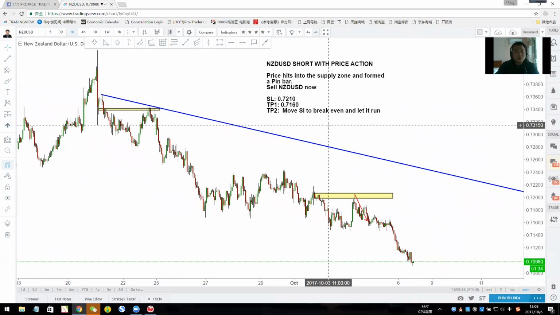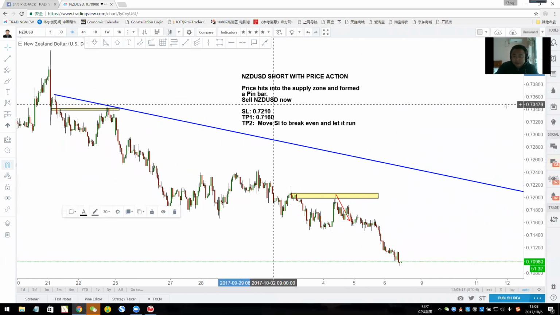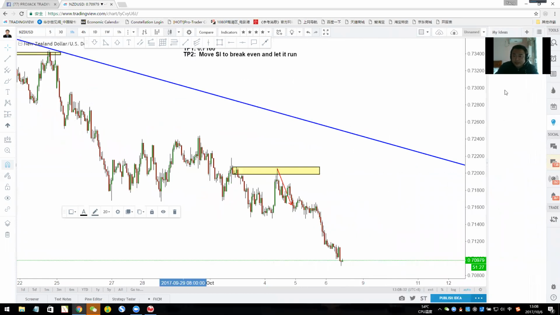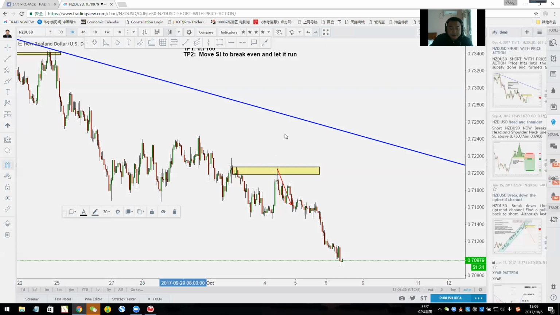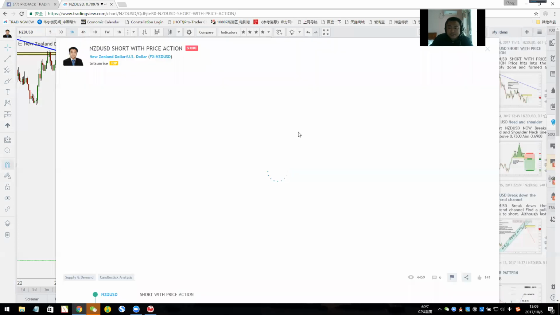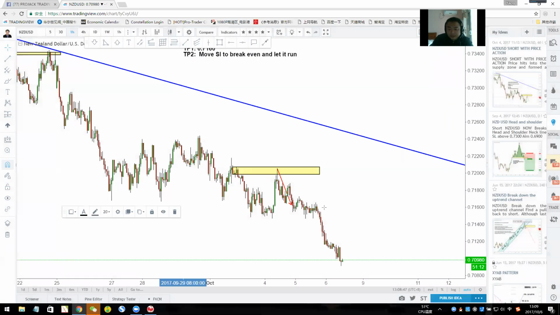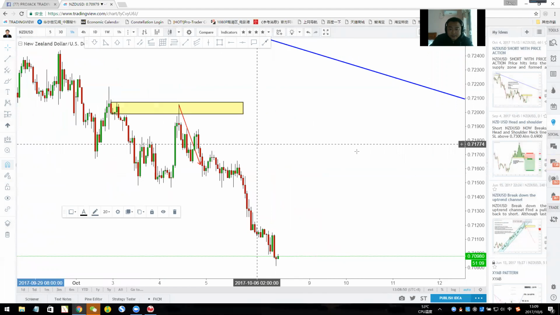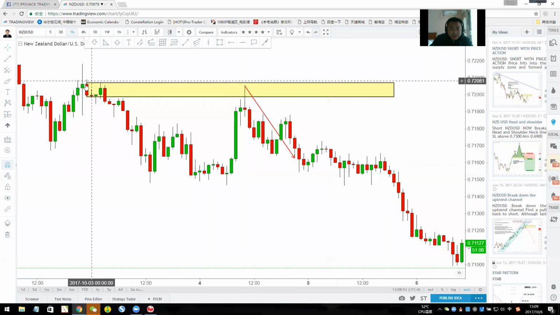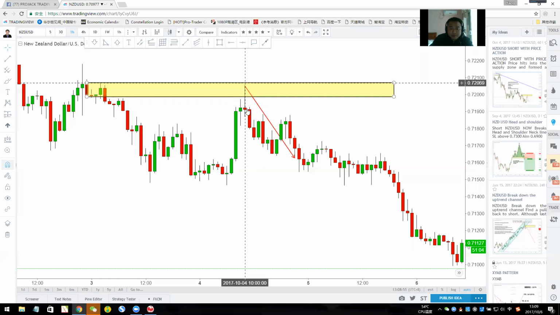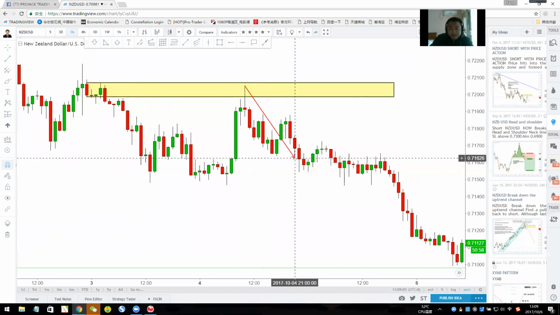First of all, this is a trade that I published yesterday in TradingView. If you can see, I'm using the price action plus the supply zone or the structure to identify a very good entry for the Kiwi, and we shorted from here. This is a pin bar testing the previous structure, and we short after that, stop above 0.7210.